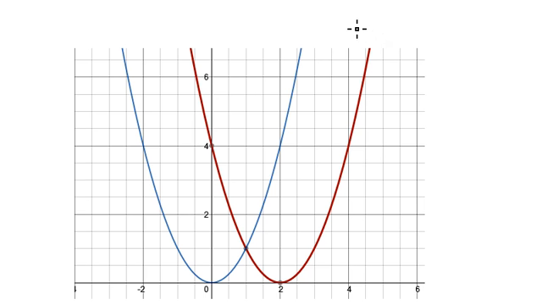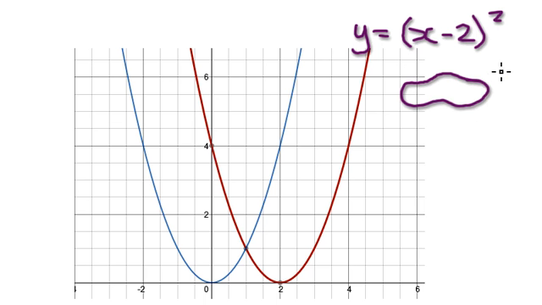So look at this red line here. The equation for this red line is y equals (x minus 2) squared. Now, imagine this as a bubble, squared. But the thing is, we are putting x minus 2 into this bubble.